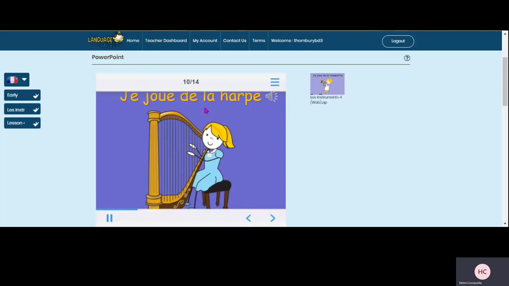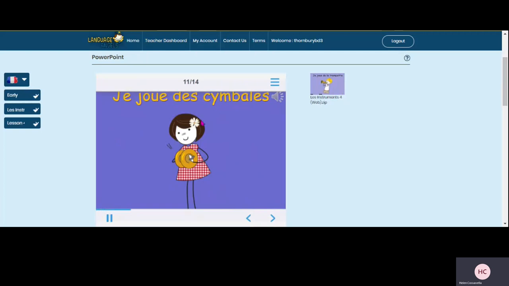Now we're back on la words, so it is je joue de la harpe. This is the other one that's different. Because there's two cymbals, one, two, and it's a plural word with an S on, you would normally say les cymbales for the cymbals. So instead of les cymbales, to say I play the cymbals, it will be je joue des cymbales. Have a go.